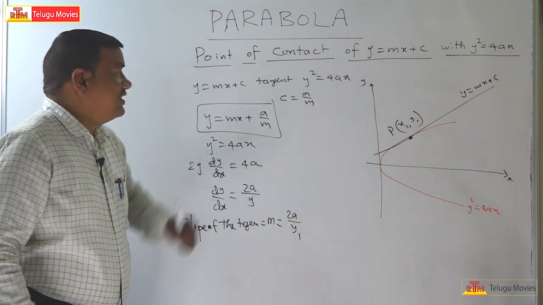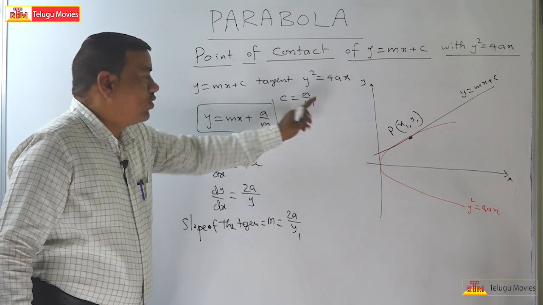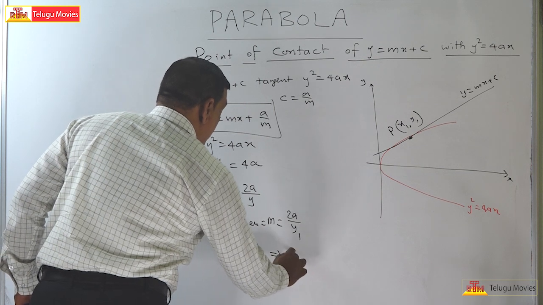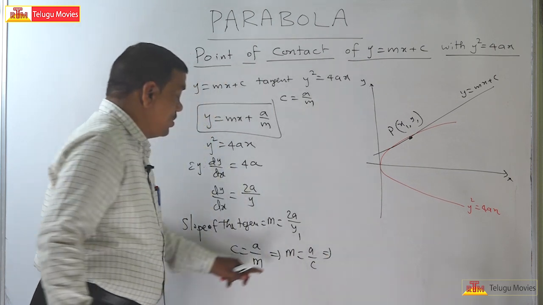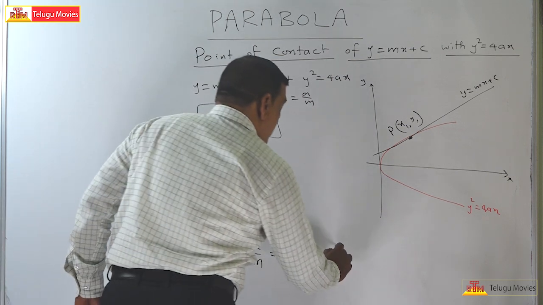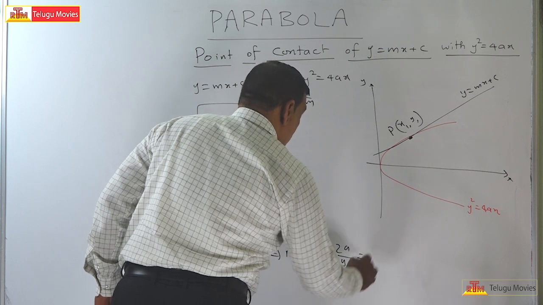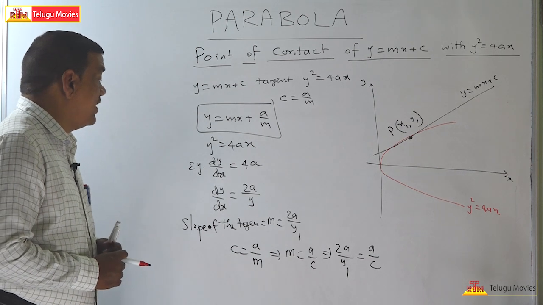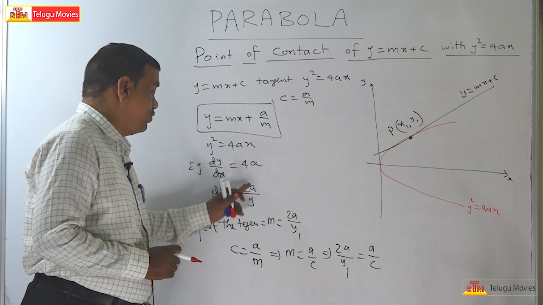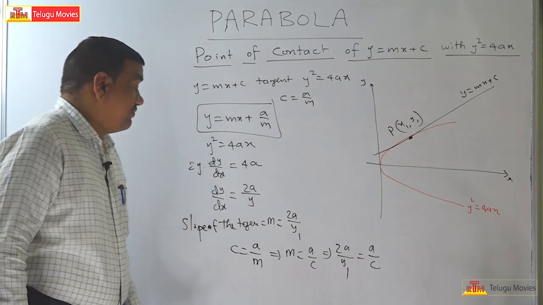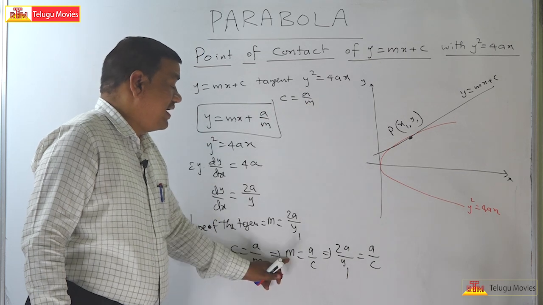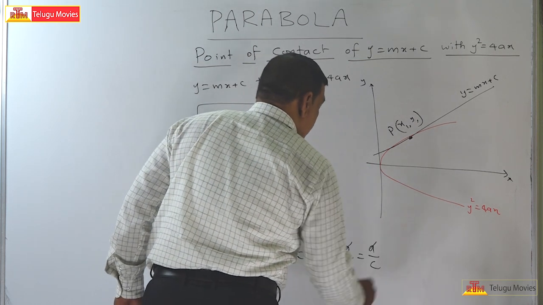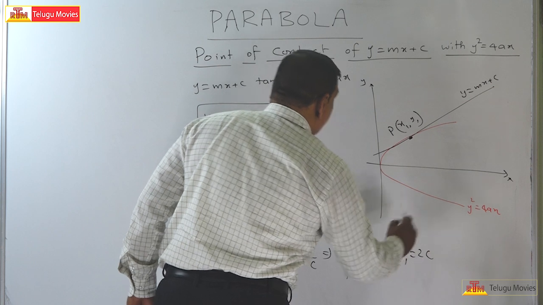Now, let us take the condition c is equal to a by m. This implies m is equal to a by c. The slope is also 2a by y1, so 2a by y1 is equal to a by c. Cancelling a, therefore y1 is equal to 2c.